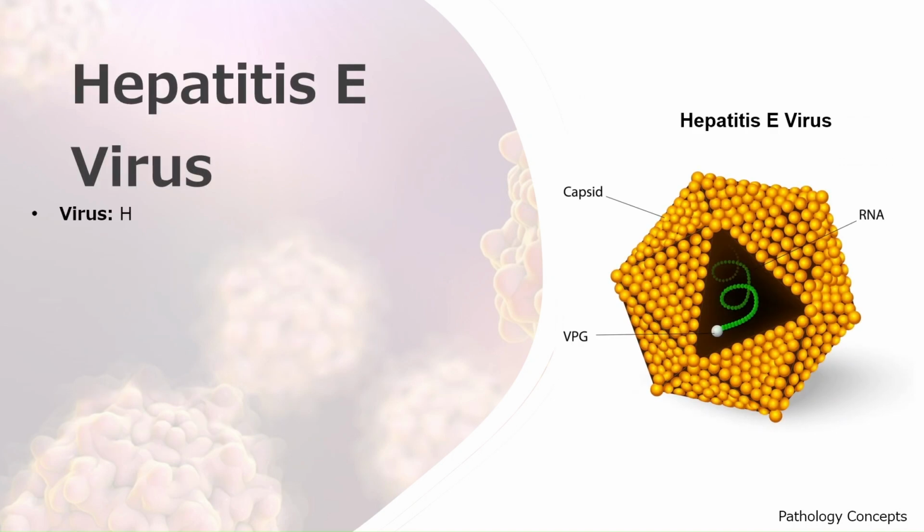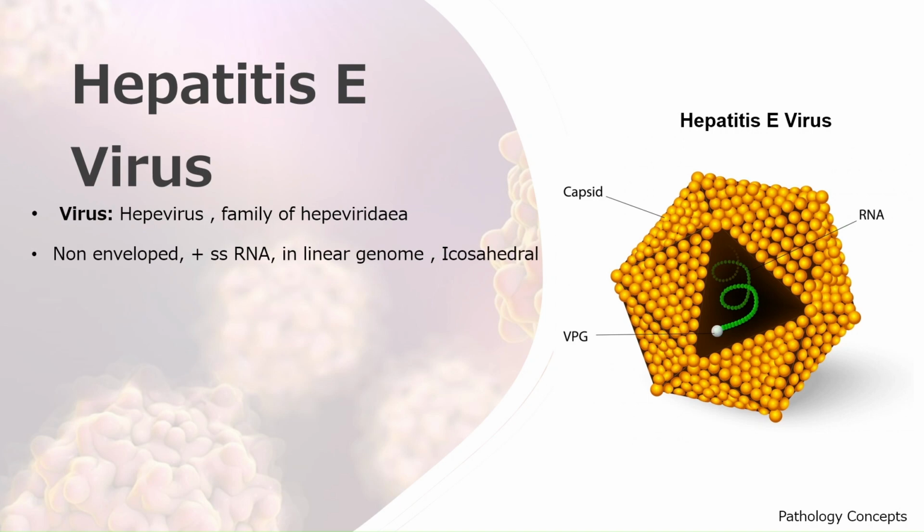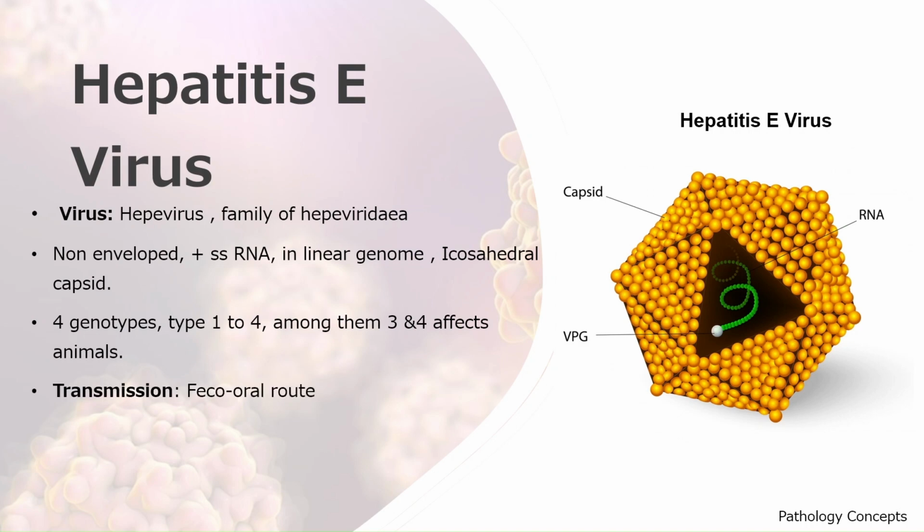Hepatitis E virus. It is a hepevirus of the Hepeviridae family. It is also a non-enveloped, positive, single-stranded RNA virus with a linear genome. The capsid is icosahedral. It has 4 genotypes. All genotypes affect humans, but only 3 and 4 affect animals. Transmission is by the fecal-oral route.